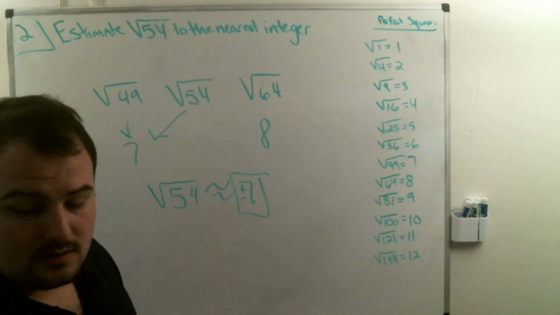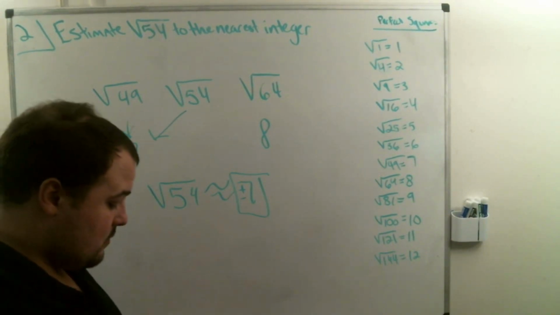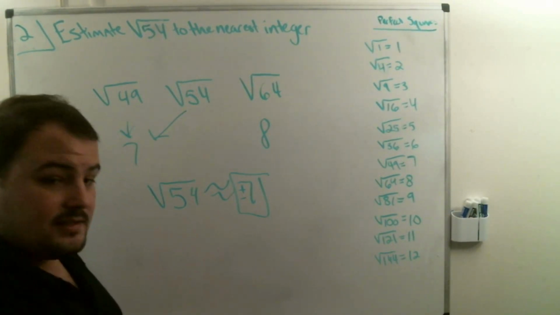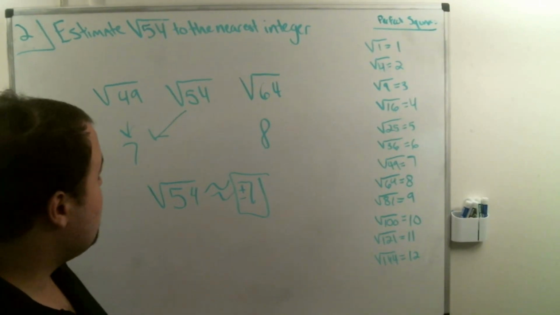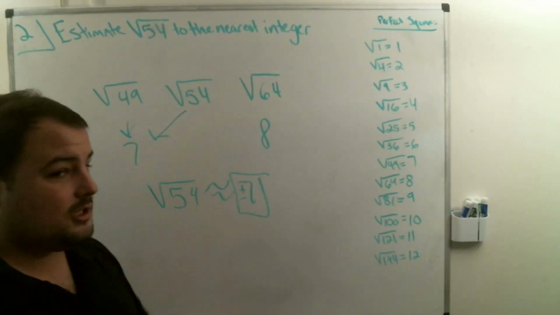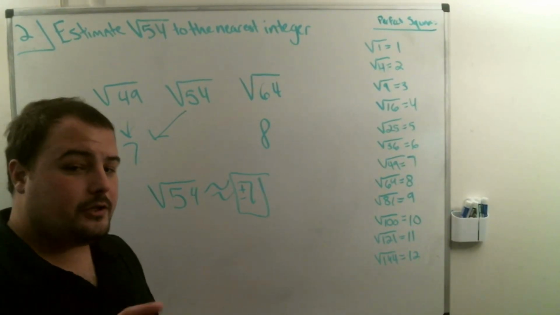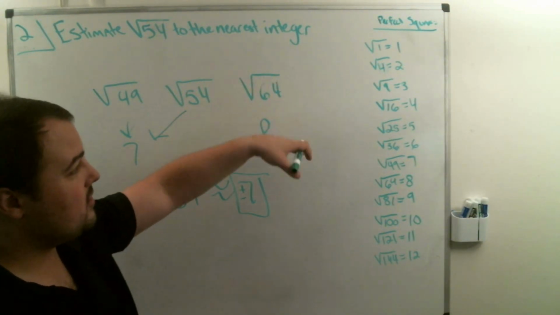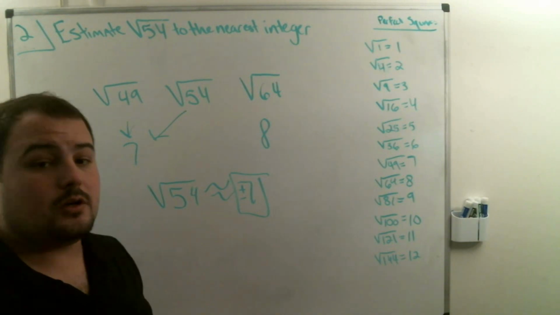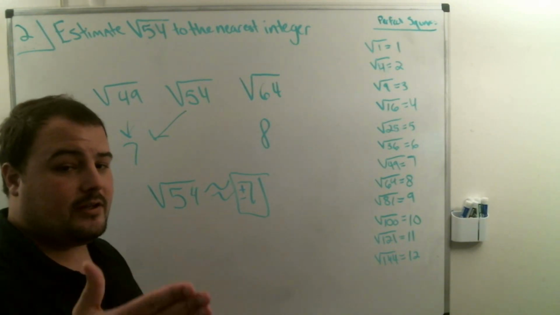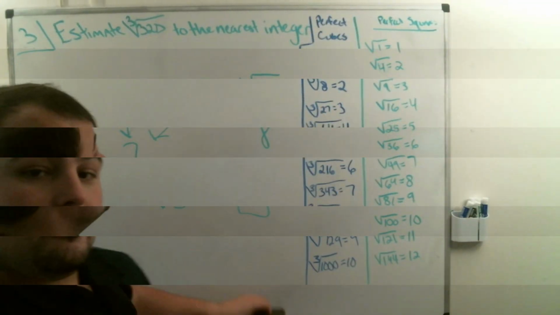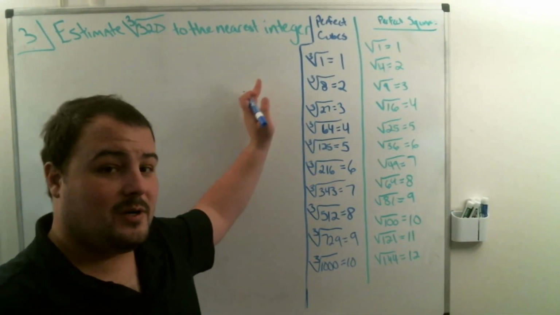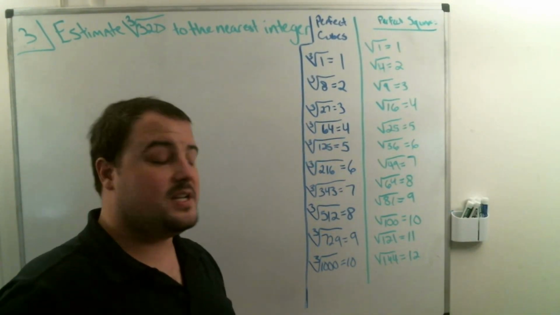7's fine too. I'm going to check it. Square root of 54 is 7.3. Yes, that's even closer to 7 than it is to 8. So hopefully you're getting this. All we are doing is rounding and figuring out what two integers it would be between, and then using those to figure out if we're going to round that number up or down. Alright, to do question number 3, you might want to copy down your perfect cubes now.